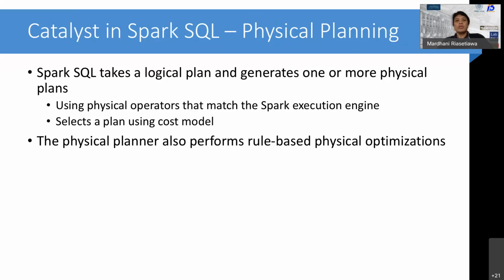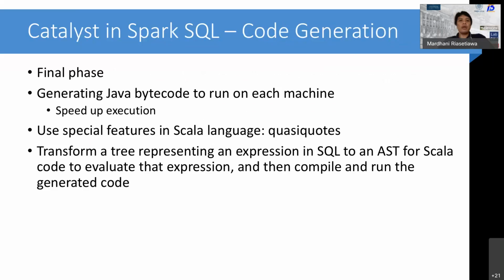After we have a physical plan, we will have code generation. This is the final pass, generating Java bytecode to run on each machine. The work will be distributed to a lot of machines. The purpose is to speed up the execution, using a special feature of the Scala language, quasiquotes. It transforms a tree representing an expression in SQL to an AST for Scala code to evaluate the expression, then compiles and runs the generated code.